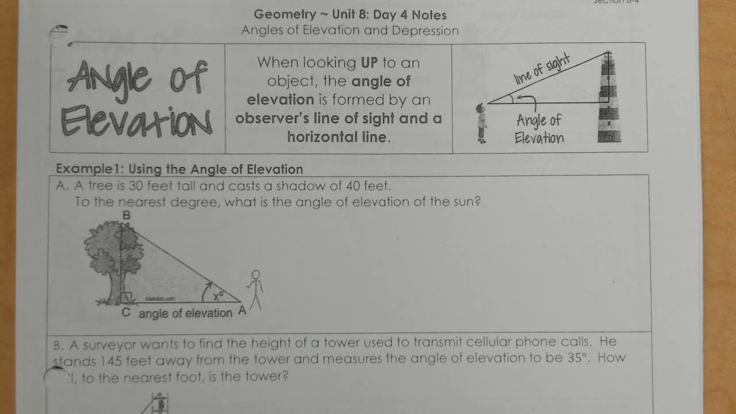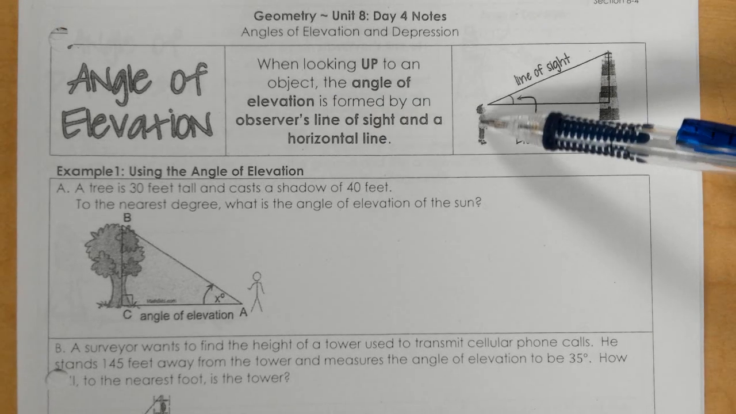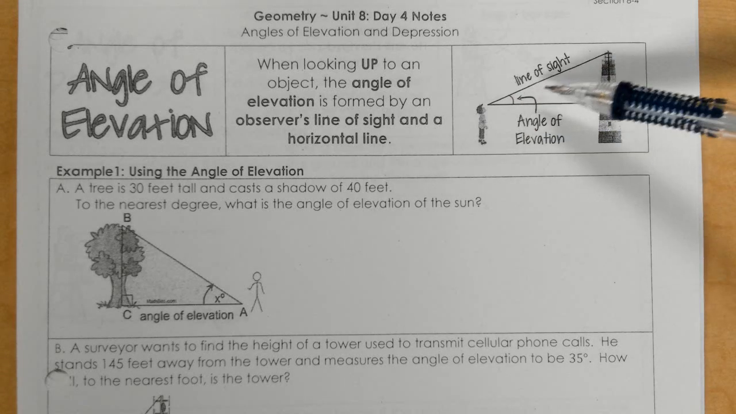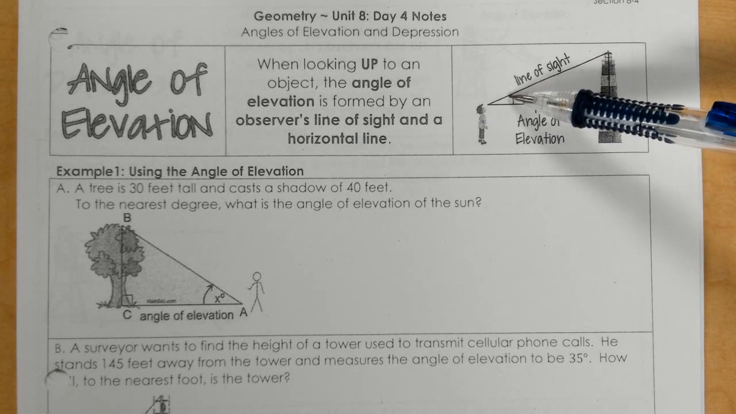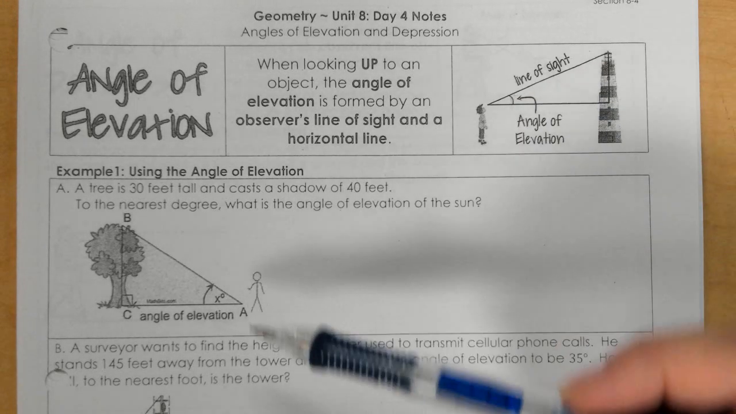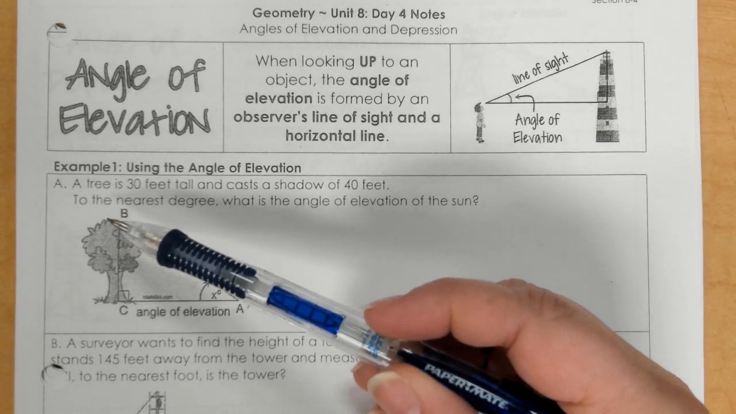For Unit 8, Day 4 notes, this is about the angles of elevation and depression. And this is just using sine, cosine, tangent in more real-life situations. So for angle of elevation, you can see the person here standing, and as they look up at the top of this tower, if you're looking up, that's your angle of elevation here.